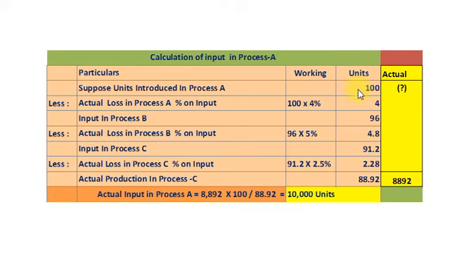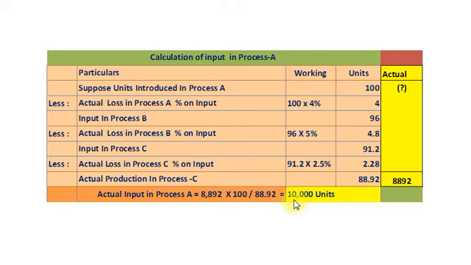Now by cross multiplication we will get actual input of raw materials in process A, that is unit input 100, actual input question mark. So 88.92 is our output as per our assumed calculation, and 8,892 is our actual output. So we can find input in process A like 8,892 units multiply input 100 units divide by output 88.92 units. So our actual input of raw material in process A amounts to 10,000 units.